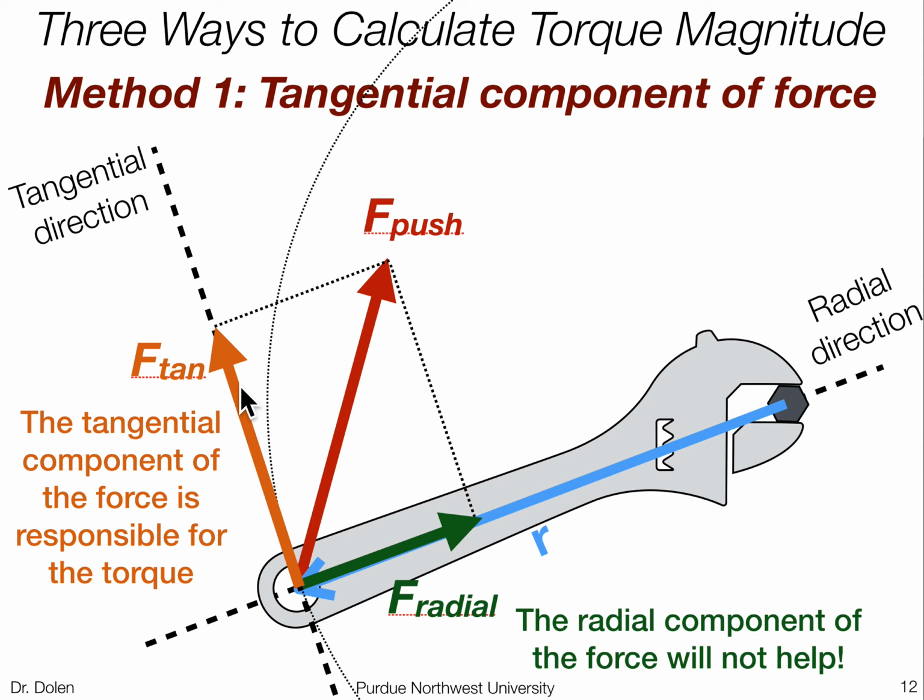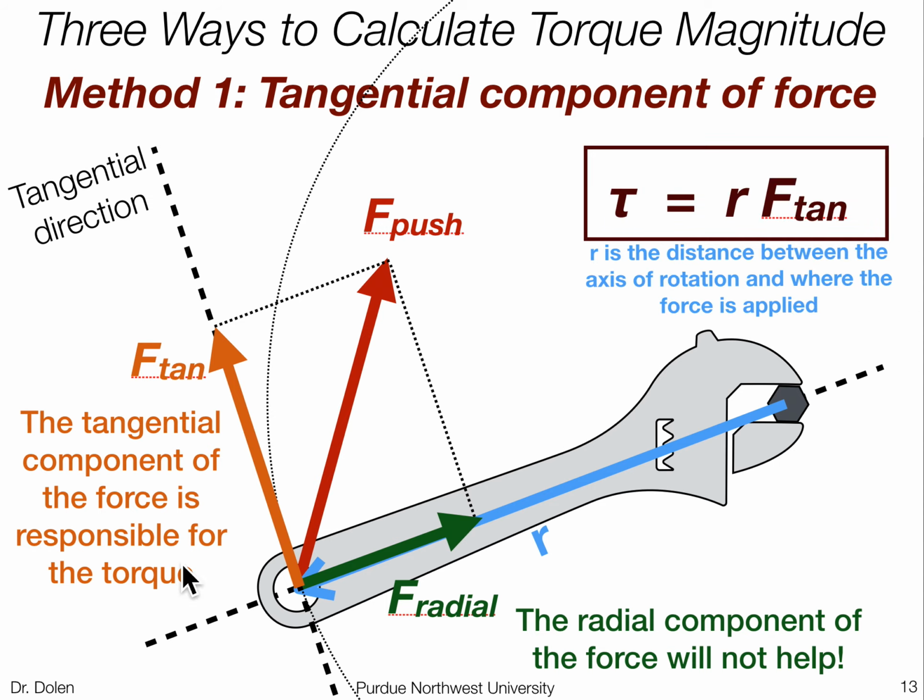So when we're calculating torque, we always have to figure out what is the useful part of the force, what is the tangential component of that force. Once I know that, I can apply it to our first formula for method 1: torque, for which we use the Greek letter tau, is given by r times the tangential component of the force. So I multiply r, the distance between the axis of rotation and the point where I'm applying the force, times the tangential component of the force.